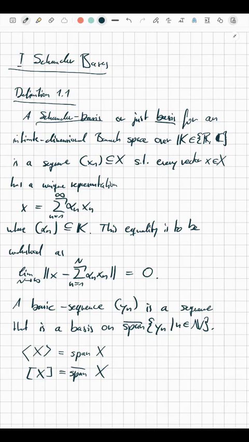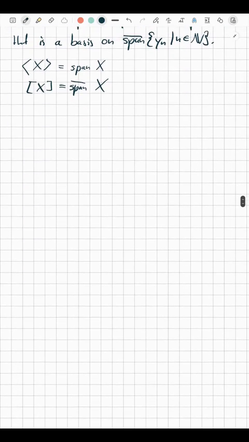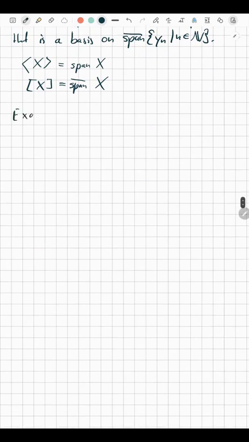Now, maybe I should not have called this set X as our Banach space is called X, but you get the idea, I hope. So, naturally, after such a nice definition, we want to look for some examples, and that is exactly what we are gonna do next. Examples 1.2. And we will have 3 examples.